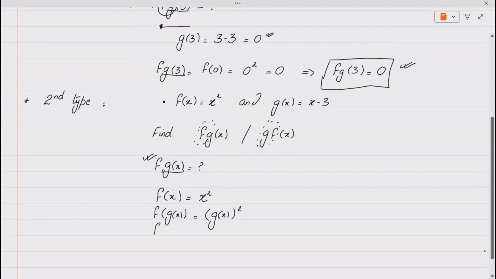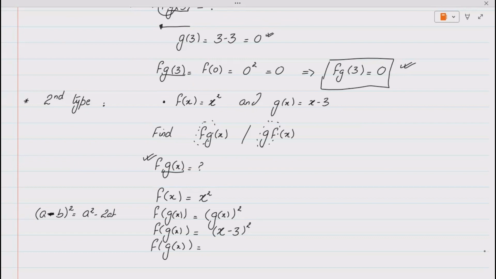Okay, so f of g of x as it is on the left hand side, and here in place of g of x, write the value of g of x, which is x minus 3. Then you have to simplify it further. You can see x minus 3 means (x minus 3) square. So (a minus b) whole square is a square minus 2ab plus b square. So we write it as x square minus 6x plus 9. Right? So this is f of g of x.